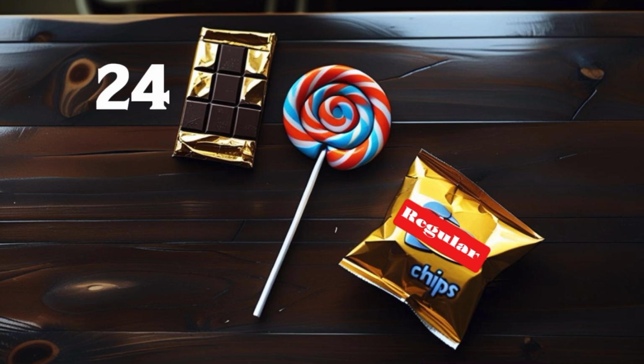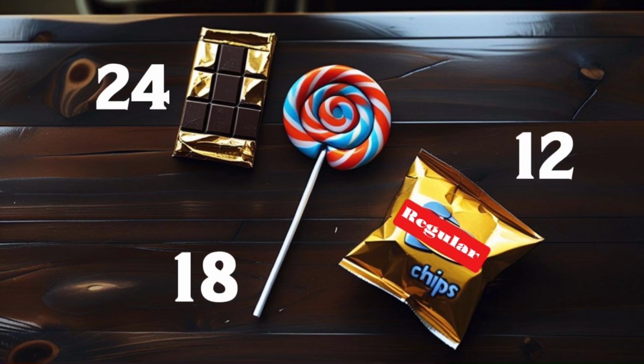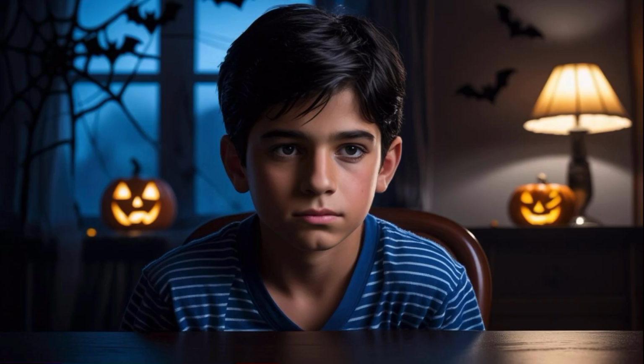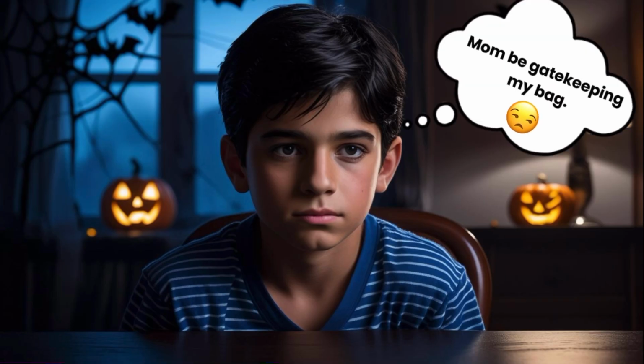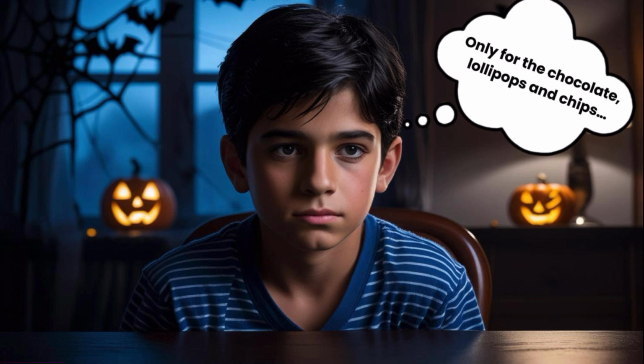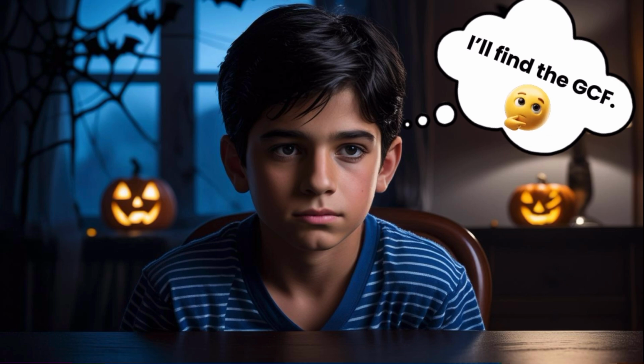You had 24 chocolate bars, 18 large lollipops, and 12 bags of chips. So you decided to have an equal amount of chocolate bars, lollipops, and chips for as many days as possible. How? You found what is called the greatest common factor.